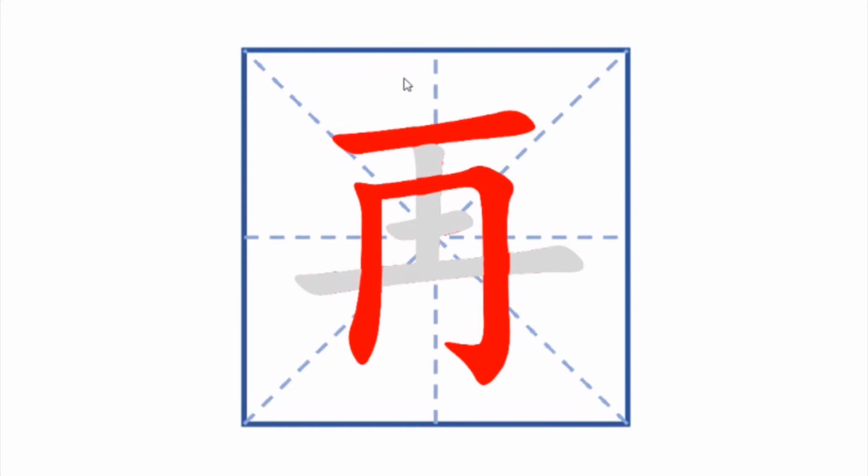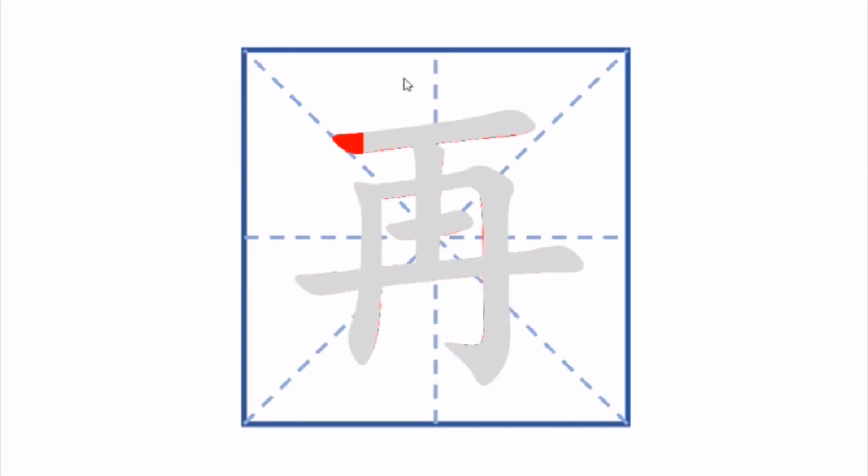The fourth stroke starts from the top center and goes slightly below the midpoint of the character. The fifth stroke goes from left to right, and the sixth and final stroke also goes from left to right, but is of course a bit longer. Now you try it.